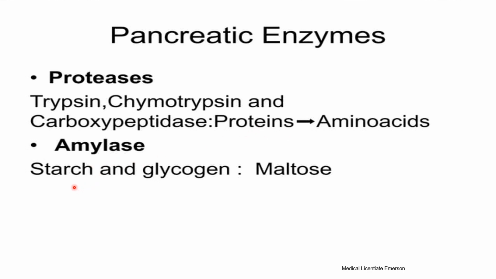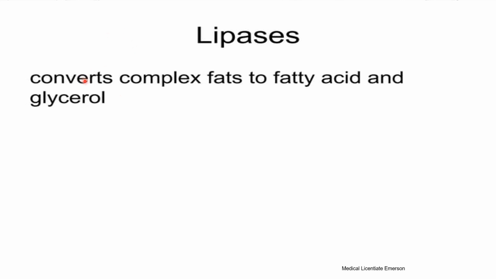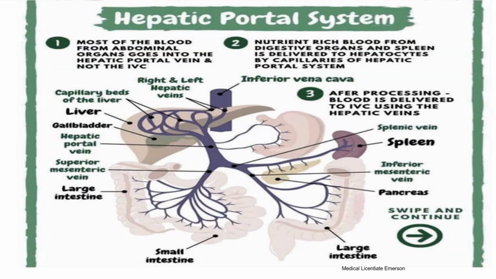Amylase is responsible for starch and glycogen, so it converts these to maltose. Then the enzyme that converts maltose is the maltase enzyme, but specifically amylase is the one which initiates this mechanism. Then the lipases convert complex fats to fatty acids and glycerol. Then I think we are done on there.